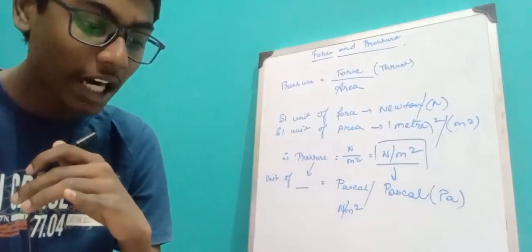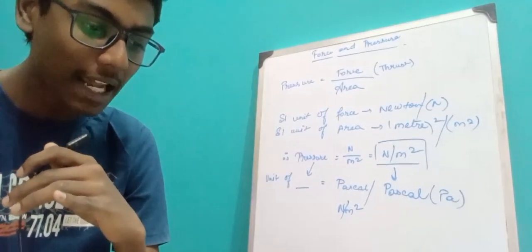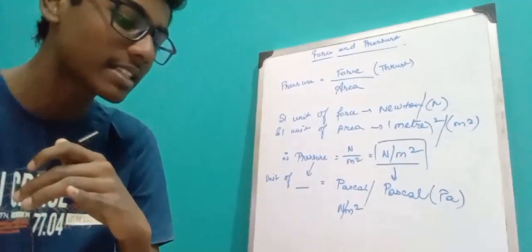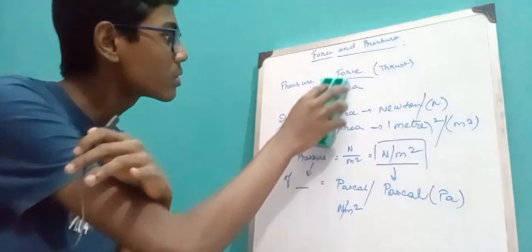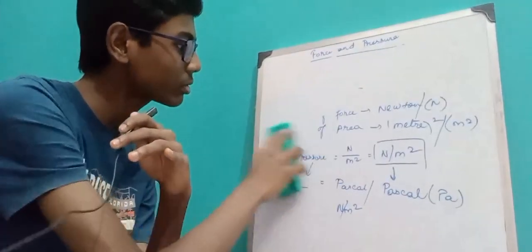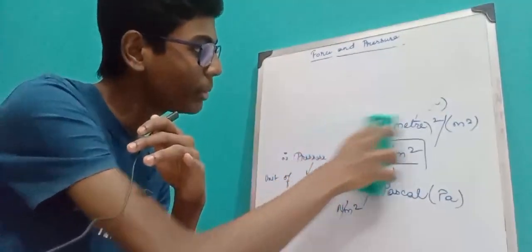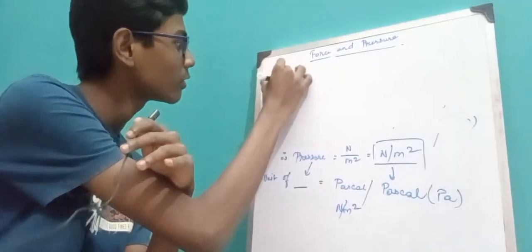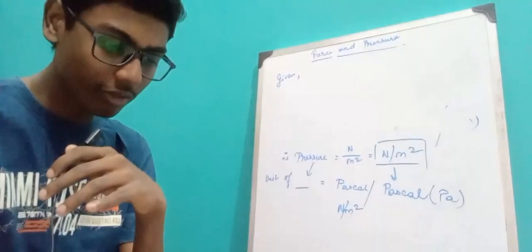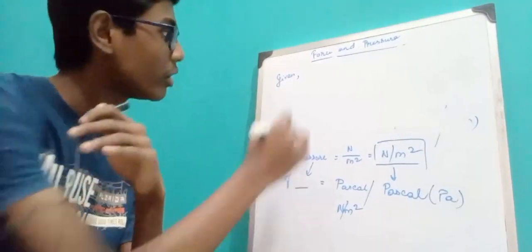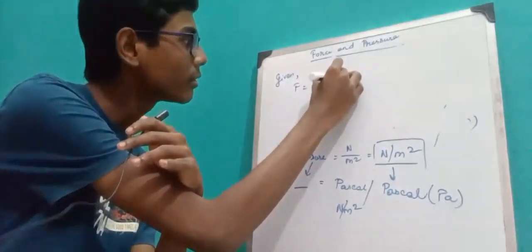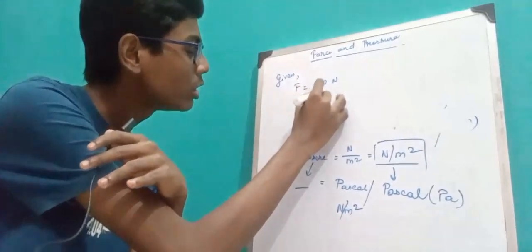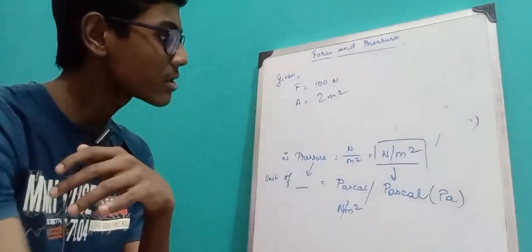A box weighing 100 Newton is placed on a wooden plank such that the area in contact between them is 2 meters squared. Find the pressure exerted by the box on the plank. So, what is the information given? First, force equals 100 Newton and the area in contact equals 2 meters square. Right?